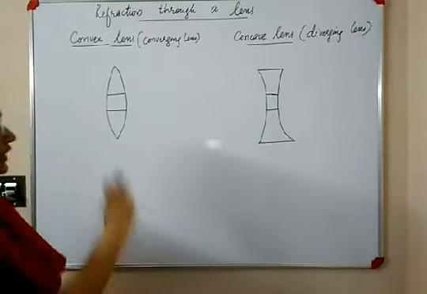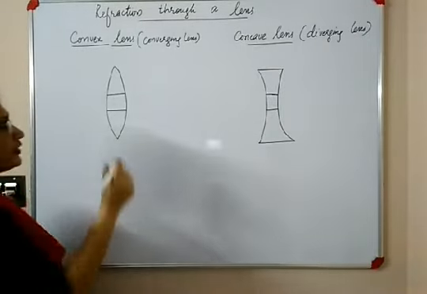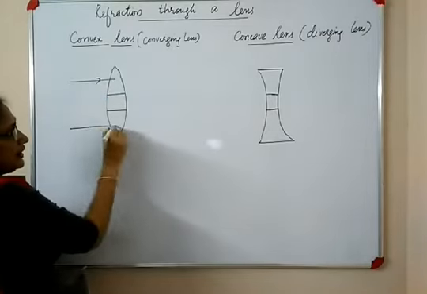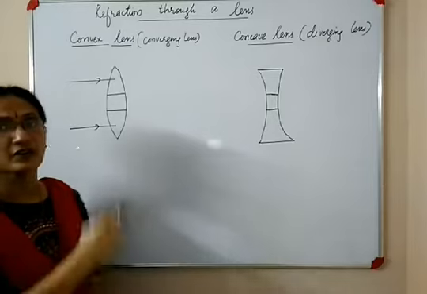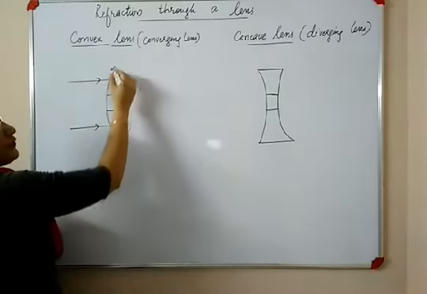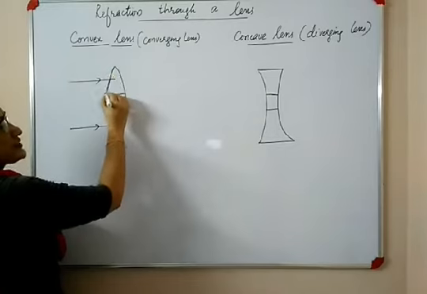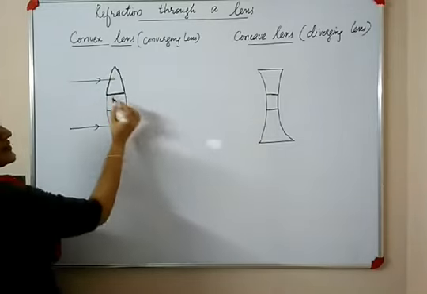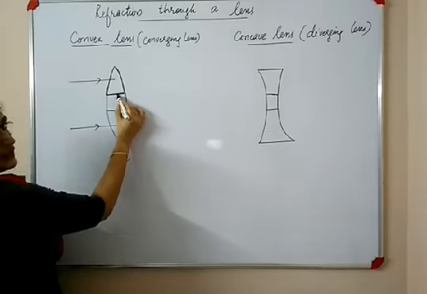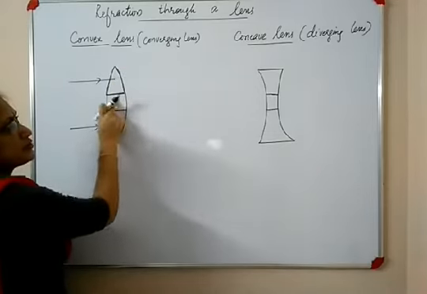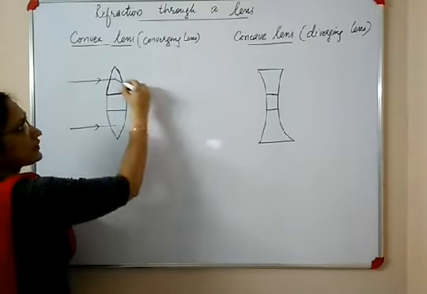Look at this convex lens. I am drawing some parallel light rays falling on this convex lens. This first light ray falls on this prism. This is the prism in the upper half, and this prism has its base here. So for this incident ray, its emergent ray will bend towards the base, which means it will come downward.